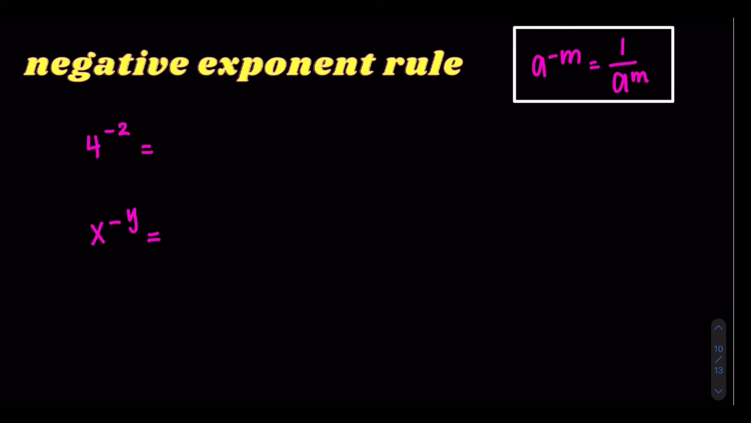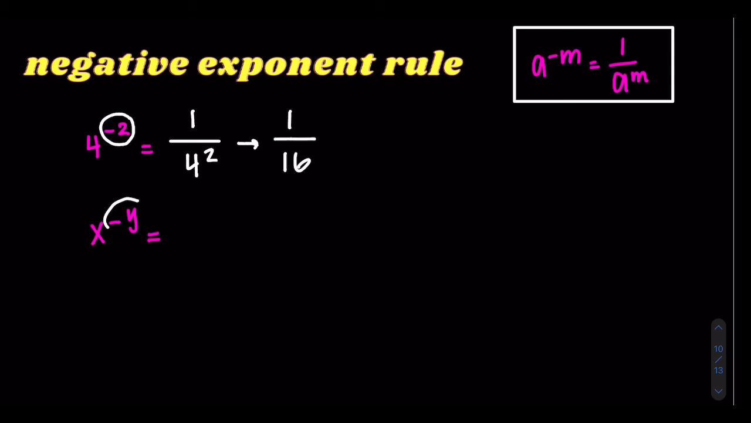Now here we have 4 to the negative 2. Now, since we have a negative exponent, we can simply rewrite this as 1 divided by 4 to the 2nd power. And remember, our exponent is now positive thanks to the negative exponent rule. We can further simplify this to 1 over 16 since 4 to the 2nd power is 16.